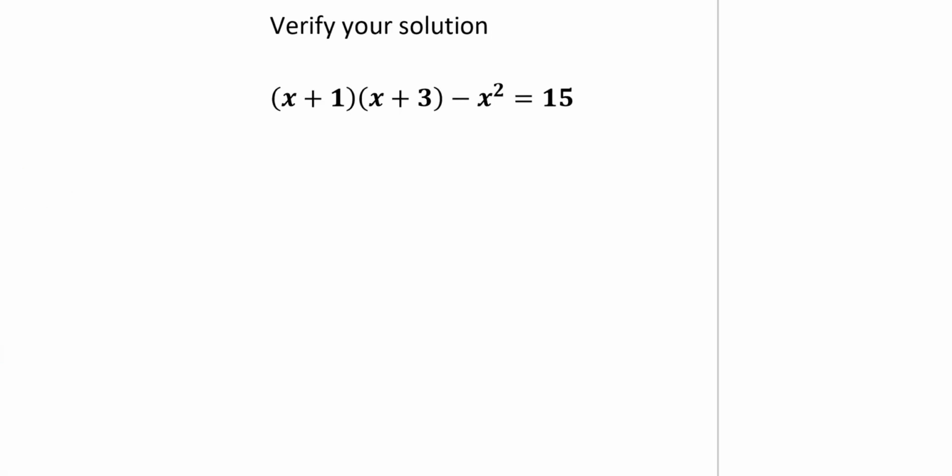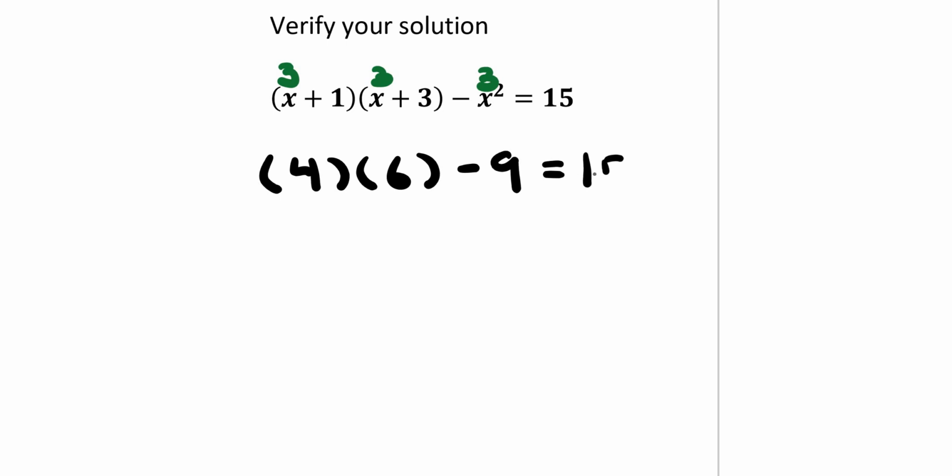And when you're verifying your answers, we know our answer was just 3, right? So all these x's just become 3. Okay, so just see if you can do the math in your head. 3 plus 1 is 4, 3 plus 3 is 6, minus, and then 3 squared is 9. Okay, so we just got to see if the left-hand side equals the right-hand side. 4 times 6 is 24, minus the 9, does that give me 15? And if you actually go 24 minus 9, that should definitely give you 15.